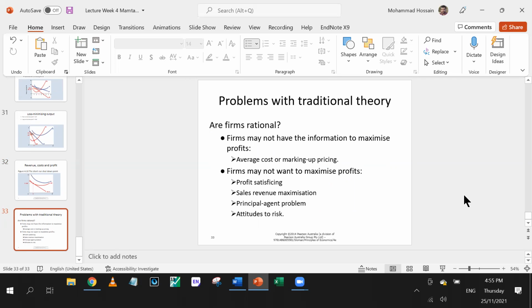All right. Are firms rational? Firms may not have the information to maximize profit, like average cost or markup pricing. So firms might have some problems with this. They don't know how much price to charge. They make these mistakes. But normally this is the case with those firms who are actually in a perfectly competitive market. For those firms, it happens.